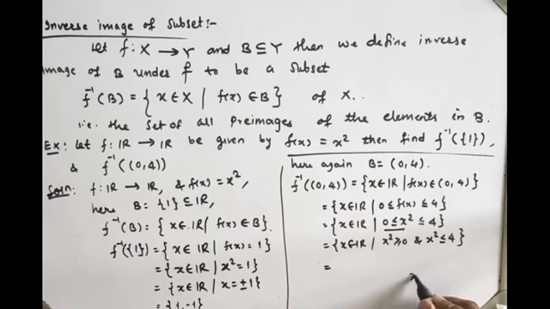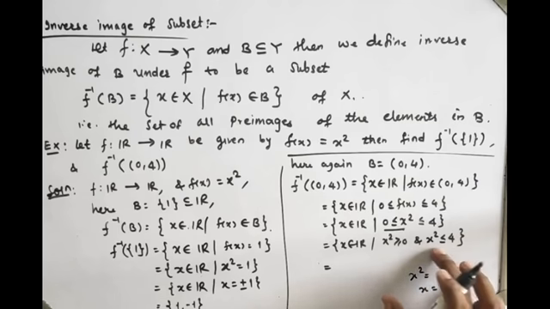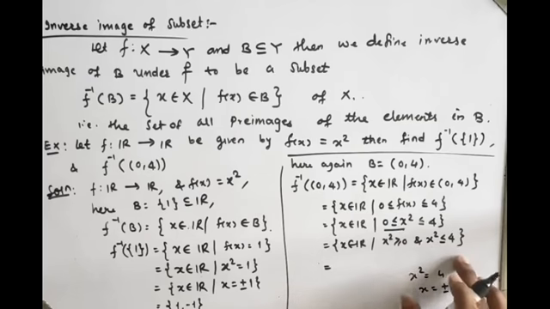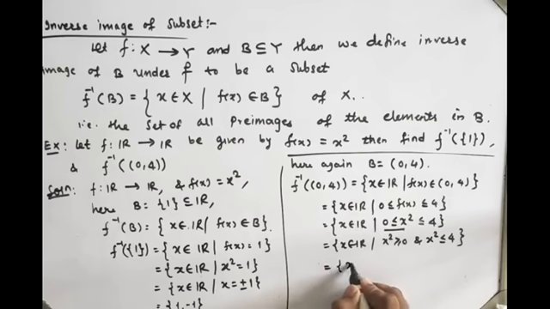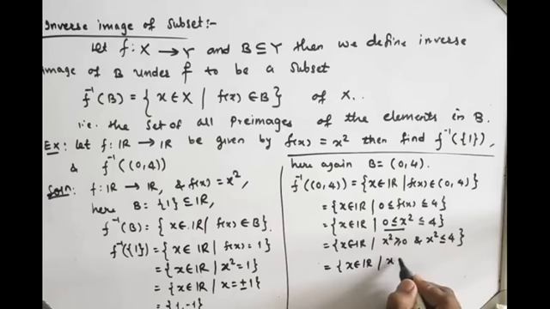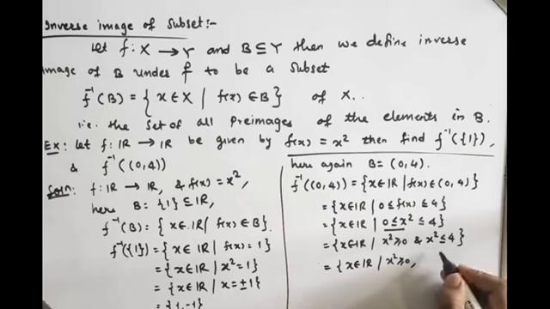So we know that x square is equal to 4 means what? X is equal to what? Plus minus 2. So x square less than or equal to 4 means what? X lies between minus 2 to 2, right? So I get here x belongs to R such that x square is greater than or equal to 0, and minus 2 is less than or equal to x less than or equal to 2, right?